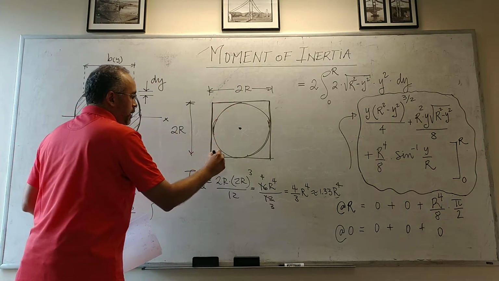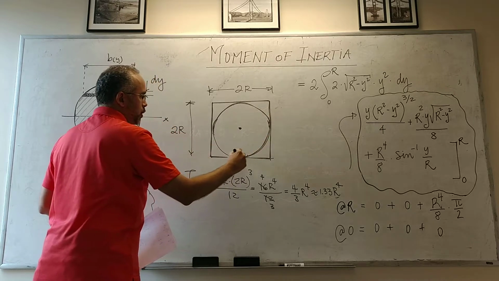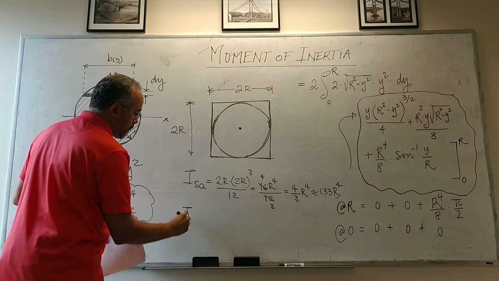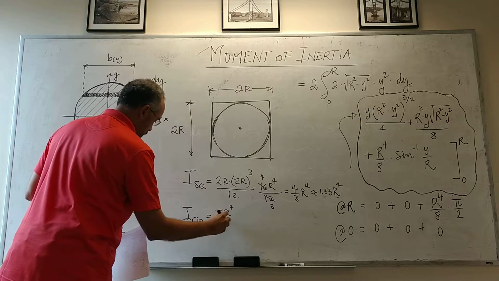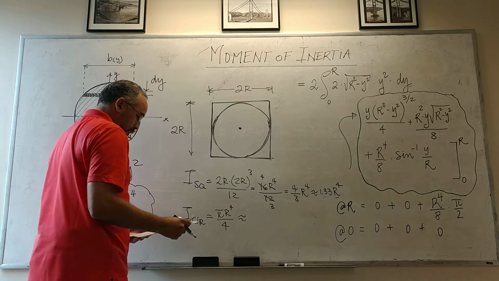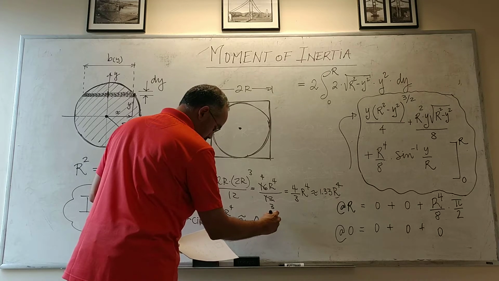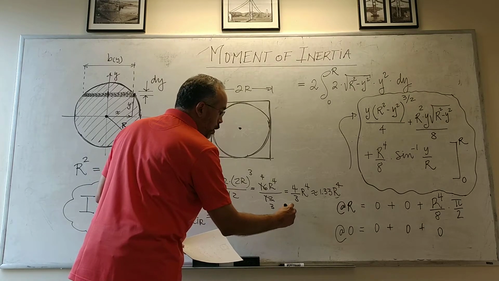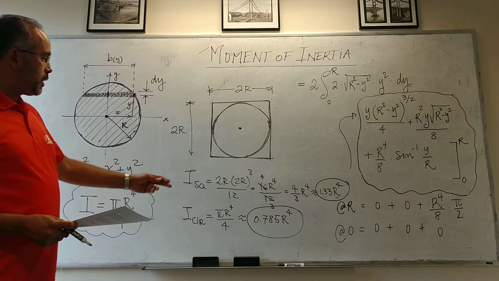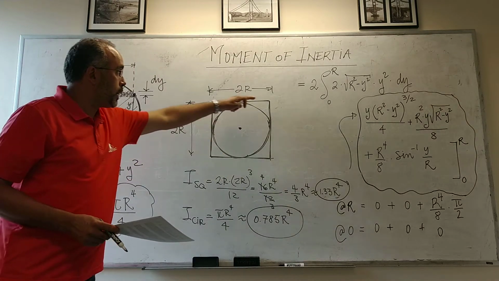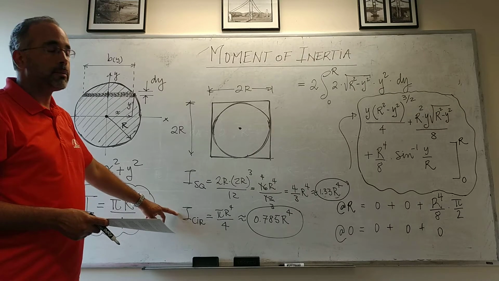So this is the moment of inertia of this square, and then the moment of inertia of this circle right here, inscribed in that square, like we've just found, is pi r to the fourth divided by 4, which is approximately equal to 0.785 r to the fourth. So if you compare that number to this number, you see that the inertia of the square is almost twice as big as the inertia of the circle that is inscribed.